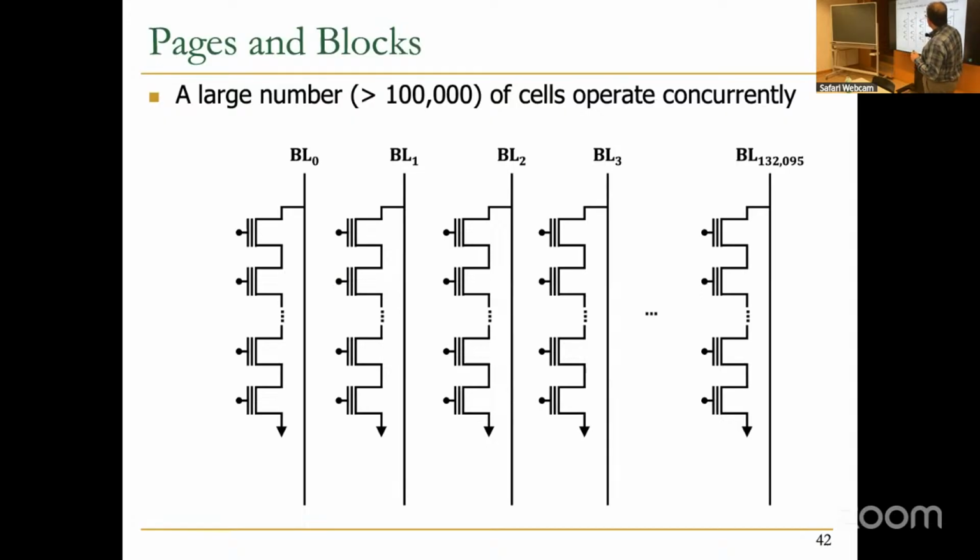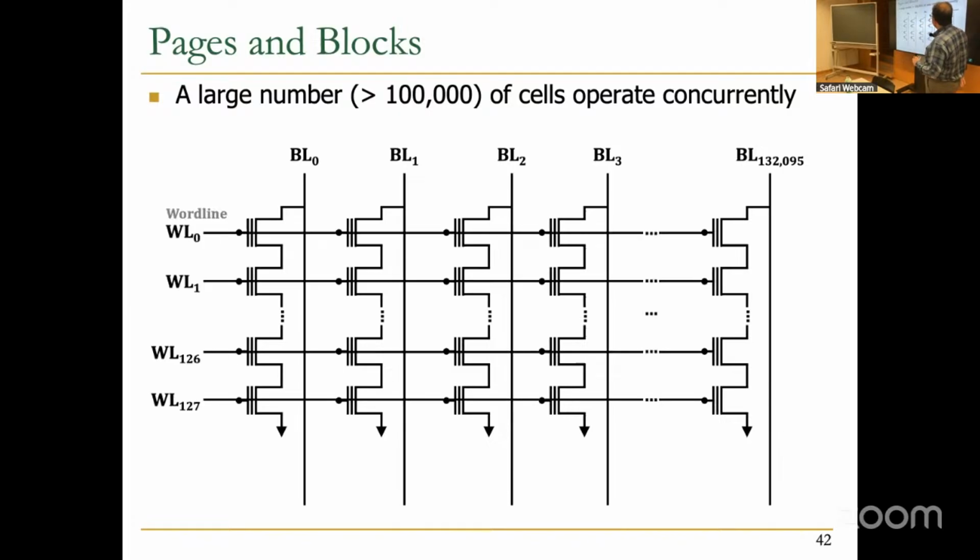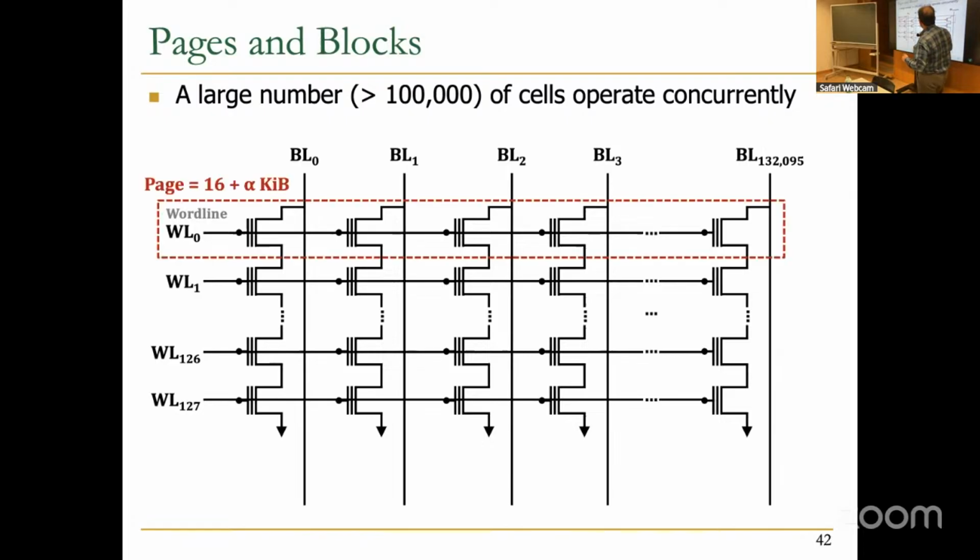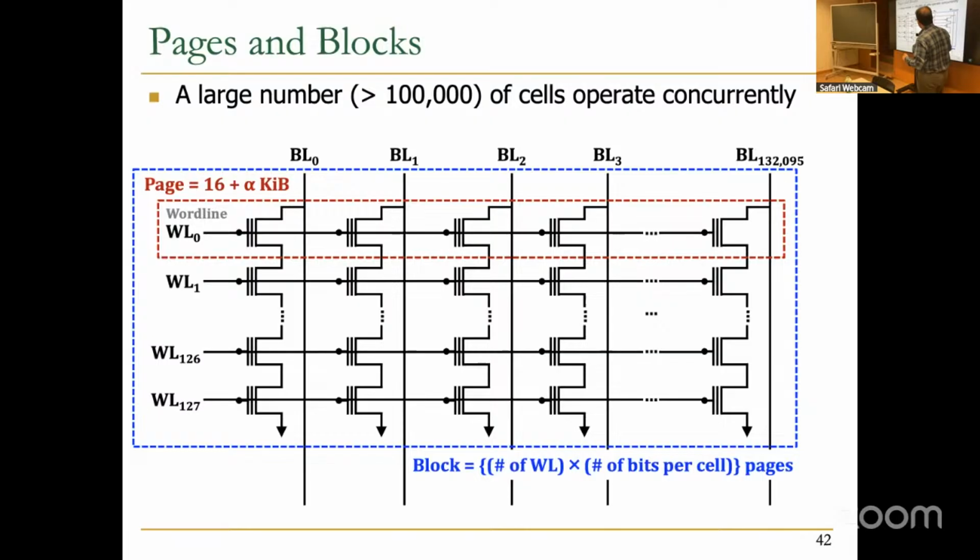Another important terminology is pages and blocks. A large number of cells operate concurrently. This is very similar to our 2D array that we also have in DRAM. Essentially, this row has a word line, and several word lines are here, 128 word lines, that work in parallel through all these bit lines. We call it a block. So this is my block. There might be other NAND strings also sharing the same bit line, but those are other blocks.